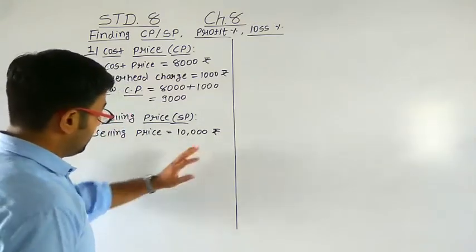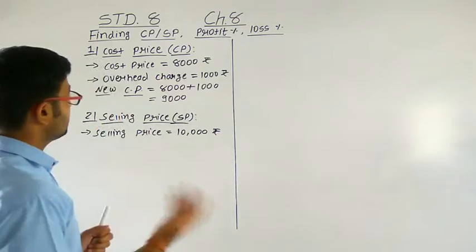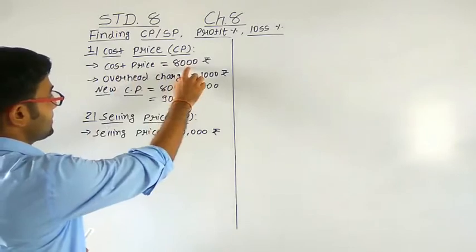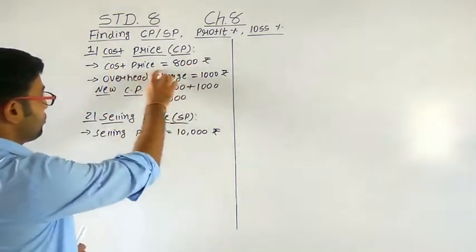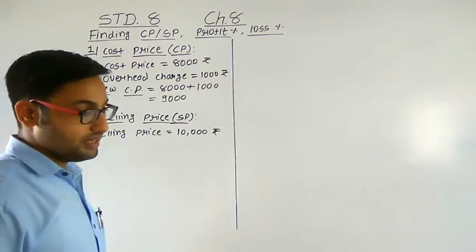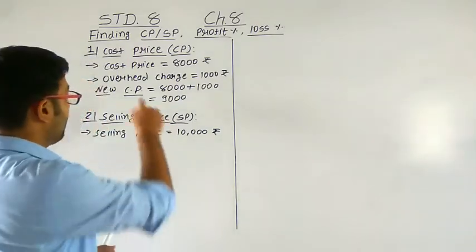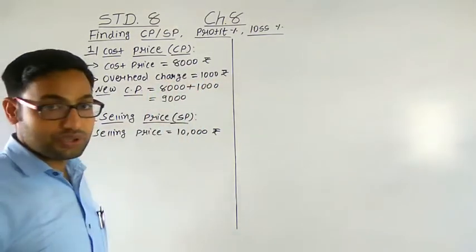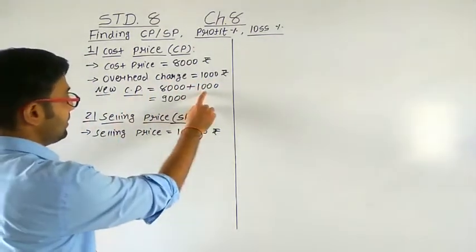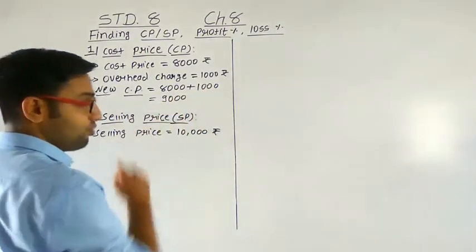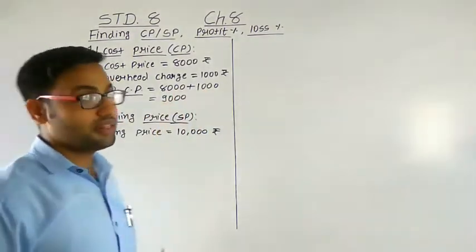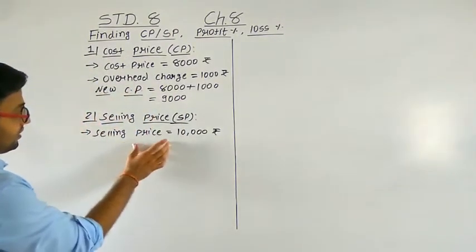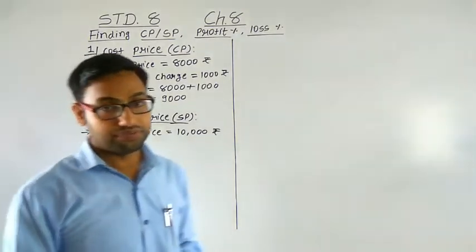So what will happen here? Let us again take the situation. You purchase a TV for rupees 8,000. That price is called your cost price. But somehow it has some fault, so you have to repair it. That charge is called the overhead charge, and you pay 1,000. So your new cost price will be 8,000 plus 1,000, that is 9,000. And now you want to sell it, and you sell it at the price of rupees 10,000.